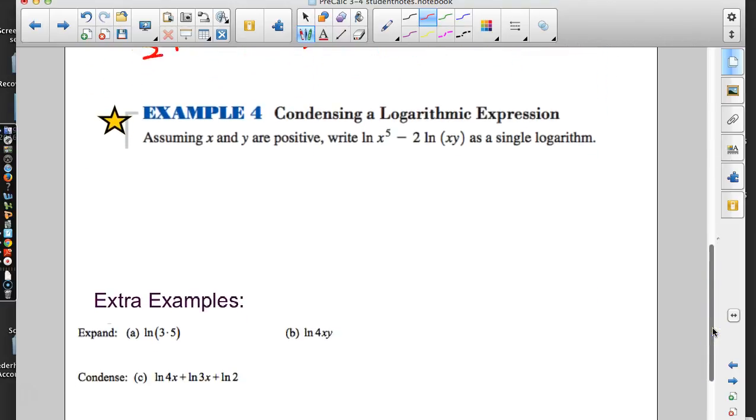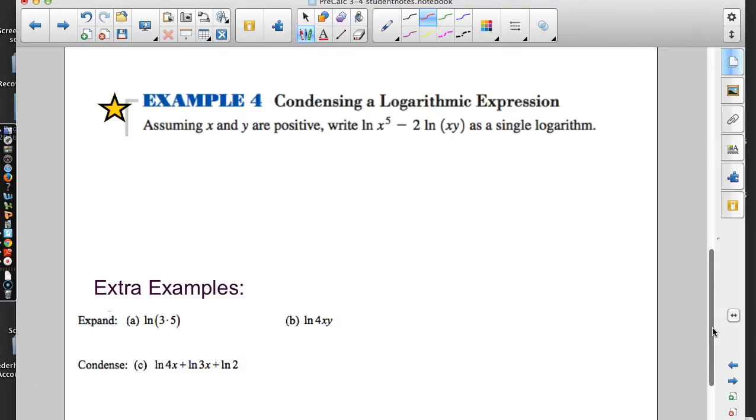Now let's condense. So now you need to think opposite. Put the powers back up. Then anything that's added was multiplication and anything that was subtracted was division. So do we have a power to put back up? What does it go to? Both the x and the y, because there's parentheses here to show us. This came from up here. So natural log of x to the 5th minus natural log of x squared y squared. Where's the subtraction coming from? The division.